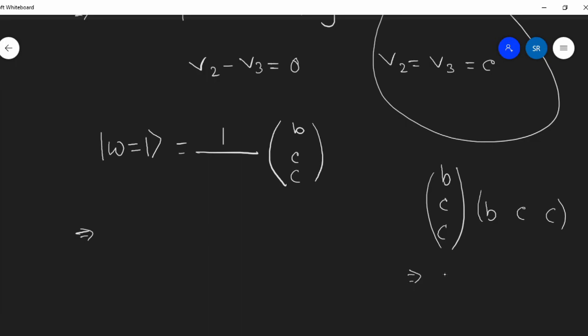Yeah, so this is our normalized vector. I mean, technically normalized form. This is b squared plus 2c squared. QED. And we're done. Are we done? Yes, we're done. Great. Done for today.